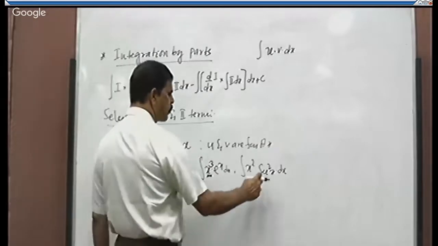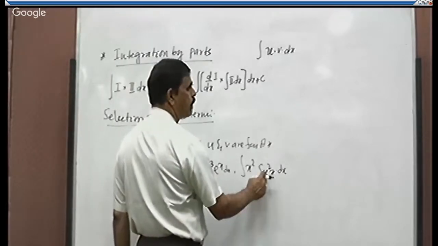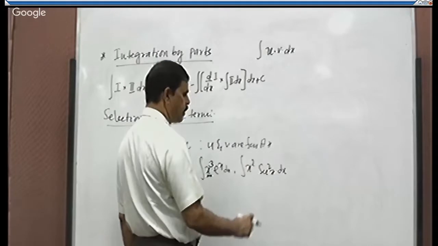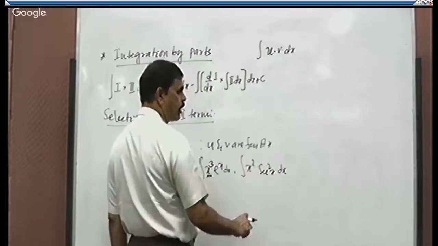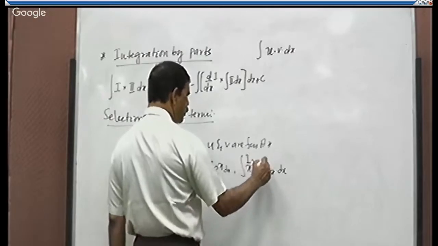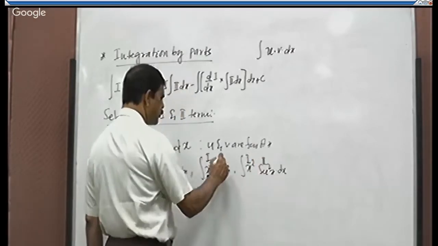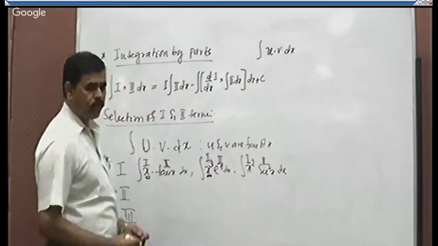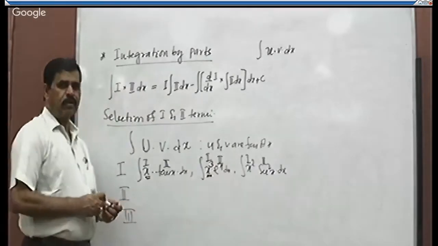Here also, secant square will not vanish under successive differentiation. X square will vanish under successive differentiation. So this will become first, this will become second. This is the first instruction.